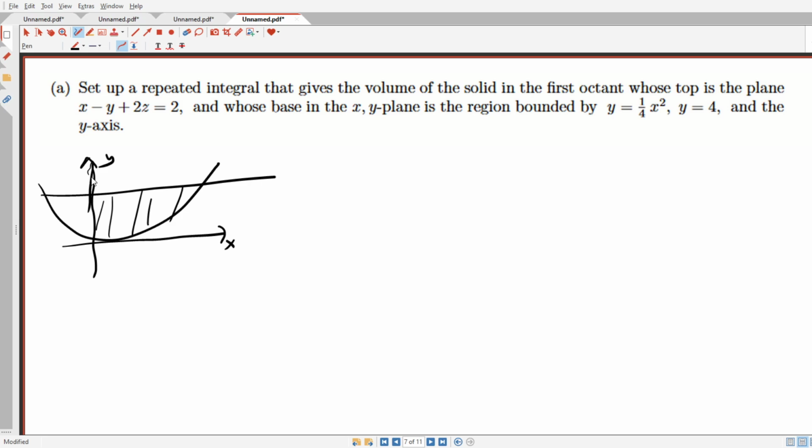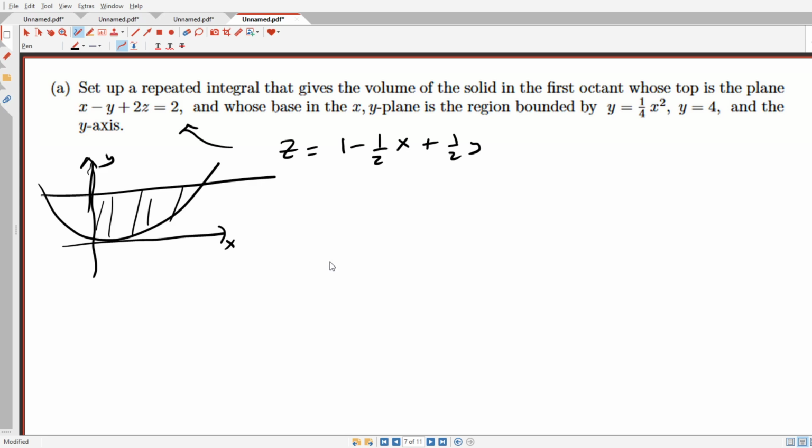And then what does z go from? So it says the first octant. So that's going to start at z equals 0. Then how high up is it going to go? Well, I'm just going to solve this for z. So z equals 1 minus 1/2 x plus 1/2 y. Right, I just solved for z because I know that z starts at 0 and it's going to go up to this.